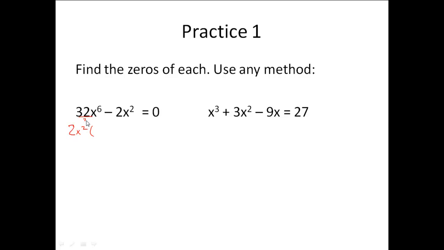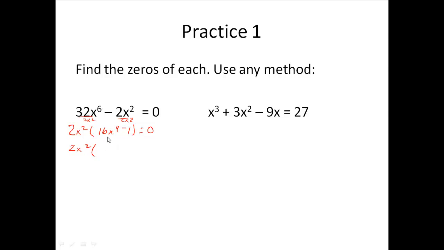Now when I divide both of these by 2x squared, I'm going to be left with 16x to the fourth minus 1 is equal to 0. Now the 16x to the 4th, I'm going to break that down, and I've got a minus sign, I've got two terms. I'm going to break it down using the difference of two squares.